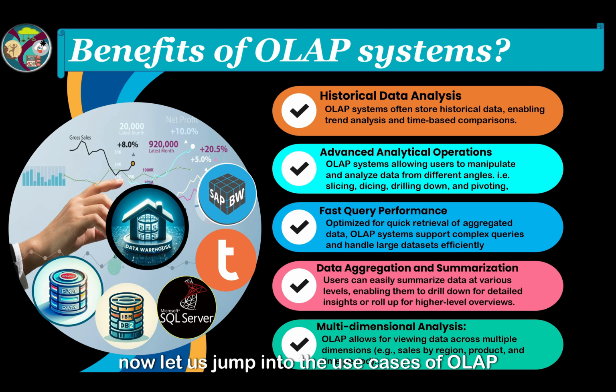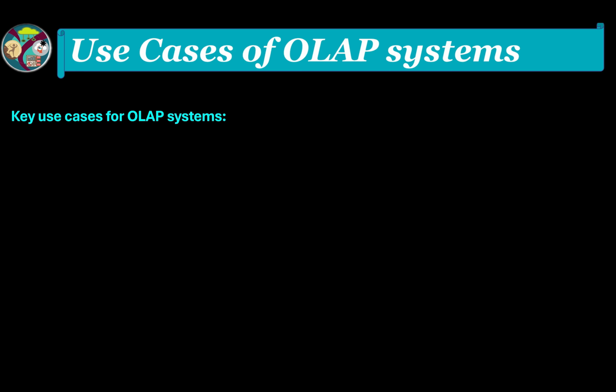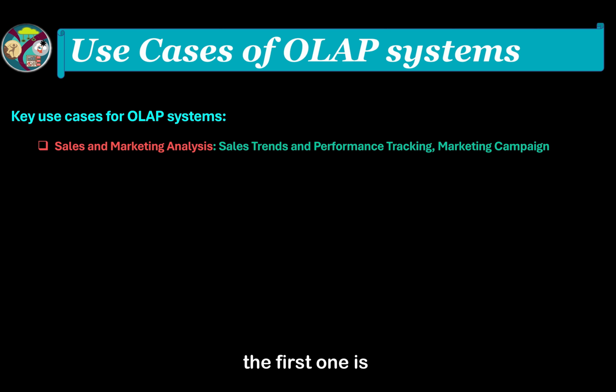Now let's jump into the use cases of OLAP systems. OLAP systems are widely used across industries for a variety of purposes. Let's look at some real world use cases. The first one is sales and marketing analysis. Businesses can analyze sales data to identify trends across products, regions and time periods.